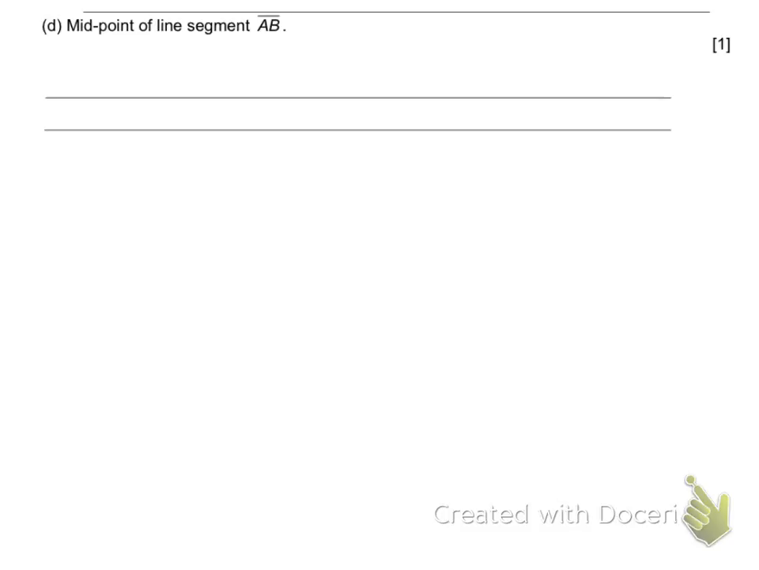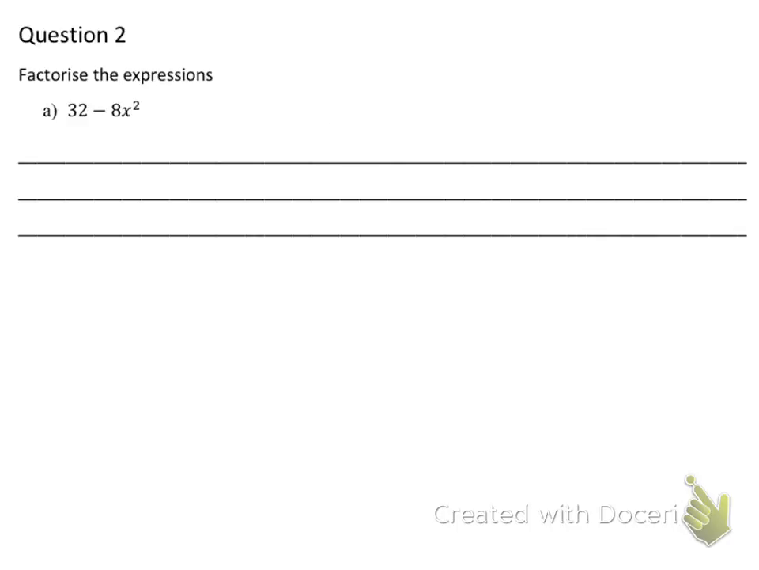And then the last part is the midpoint of the line segment. So there's our formula for the midpoint. You add the x units, divide by 2, and then you add the y coordinates, divide by 2, and so on. So you should be getting 0, negative 1.